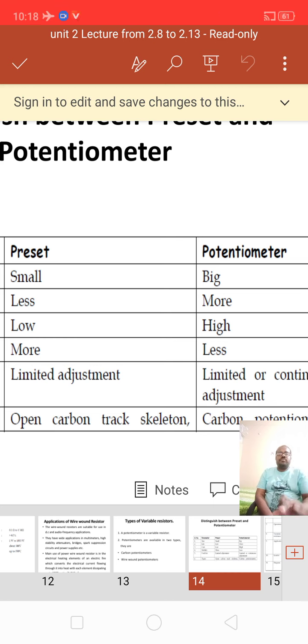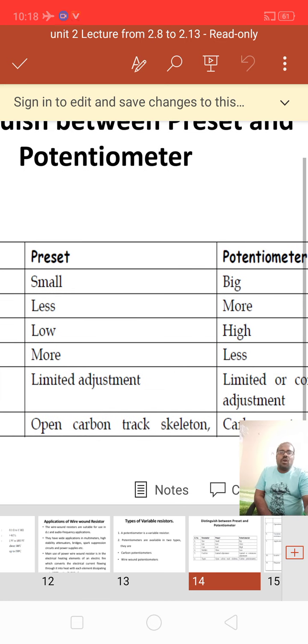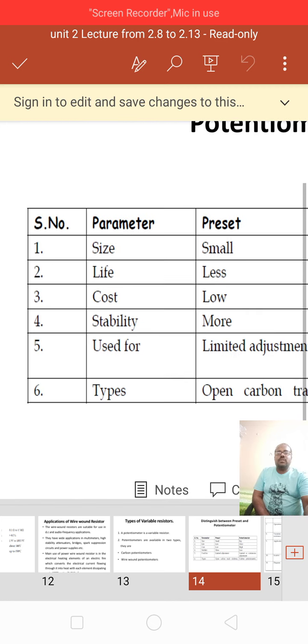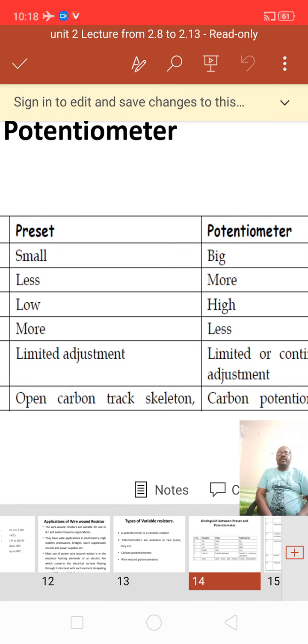Next, the cost of preset is low, the cost of potentiometer is high. Next, the stability of preset is more, the stability of potentiometer is less.